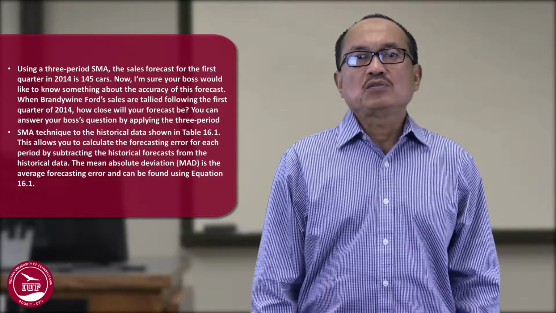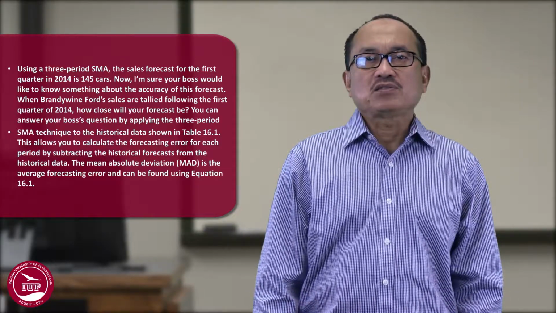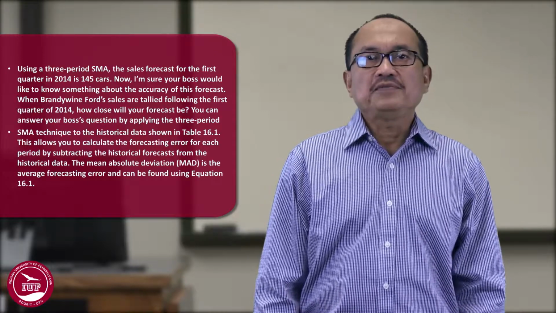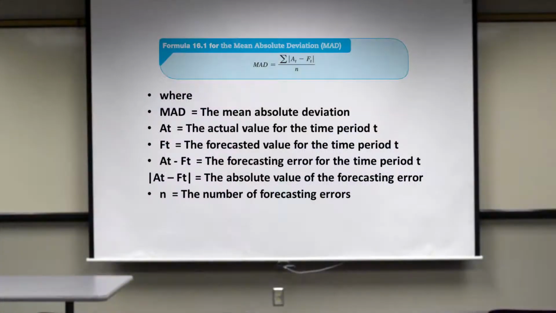This allows you to calculate the forecasting error for each period by subtracting the historical forecast from the historical data. The mean absolute deviation, or MAD, is the average forecast error and can be found using equation 16.1, where MAD is the mean absolute deviation, AT is the actual value for the time period T, FT is the forecasted value for the time period T, AT minus FT is the forecasting error for the time period T, absolute AT minus FT is the absolute value of the forecasting error, and N is the number of forecasting errors.